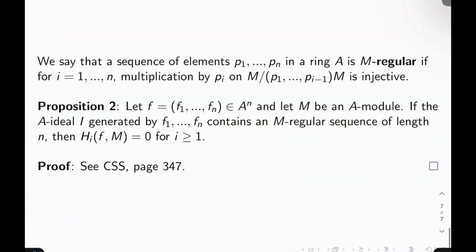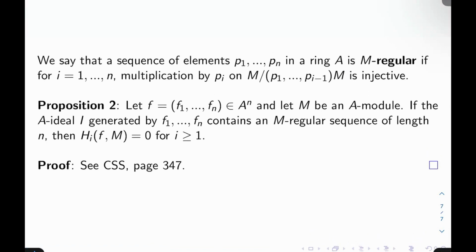Okay, and then the last bit of background we'll need before we get into stuff next video is a little bit of background on regular sequences. We're going to say a sequence of elements p_1 through p_n in a ring A is M regular, where M is an A module, if for any i equals 1 to n, multiplication by p sub i, the ith element of this sequence, on M mod the ideal generated by p_1 through p_{i-1} times M is injective. So you take all the elements before p sub i, make your ideal out of them, look at it times M, and mod out by that in M. You want multiplication by p sub i on that to be injective.